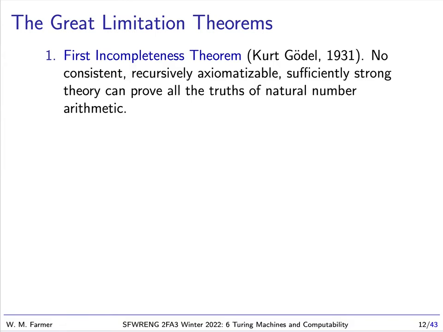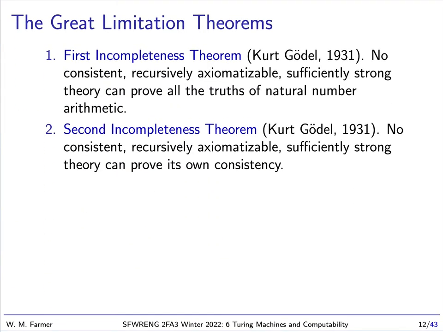So basically what it says: if the theory is consistent, it won't prove falsehoods. If it's recursively axiomatizable, we can tell what is an axiom or not. And if it has a little bit of strength to be able to prove things about numbers and lists of numbers and so forth, then it won't be able to prove every true formula about natural number arithmetic. It will be incomplete in that sense. So that's the first incompleteness theorem.